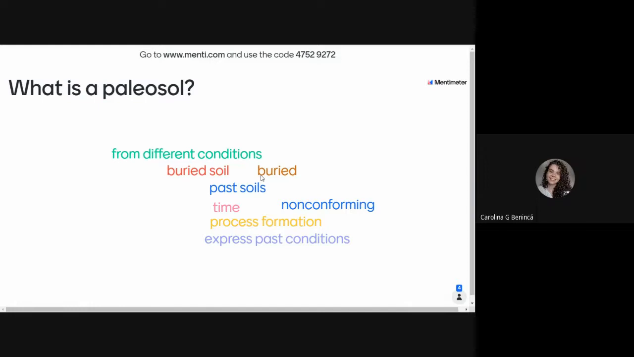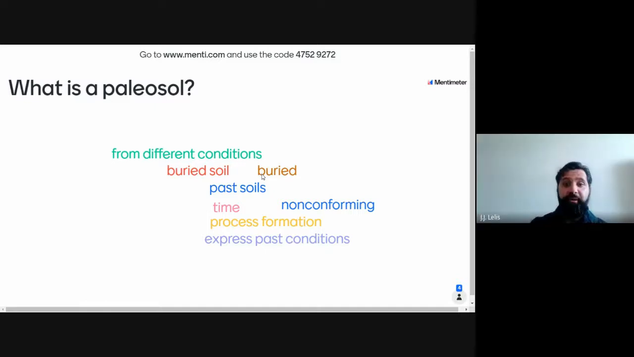I don't think all soils that are buried are necessarily paleosoils, because they could be buried like yesterday, with a recent event. So it's not a condition. But I think when a soil is buried, it can preserve its characteristics for a longer time than if it was exposed to the climate and environmental factors.